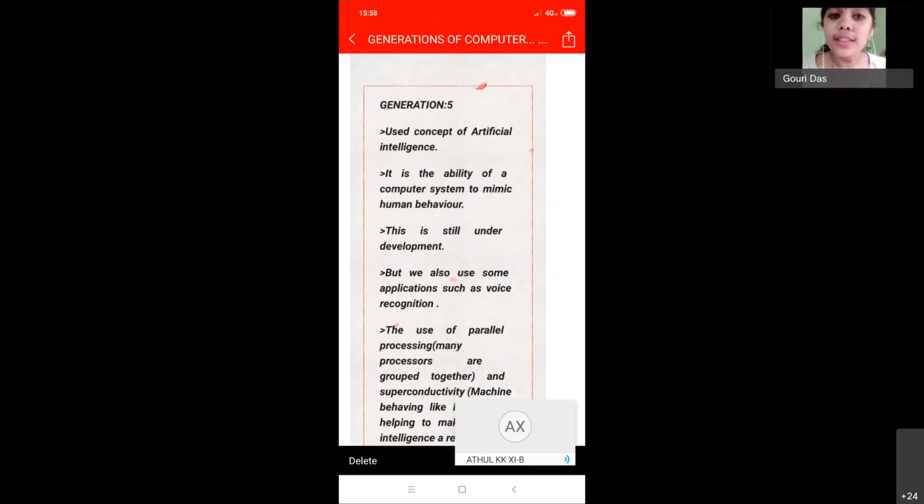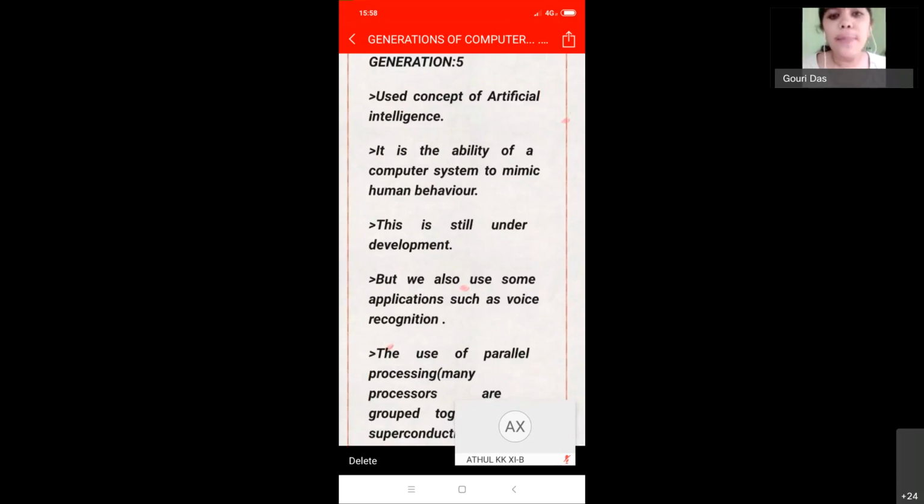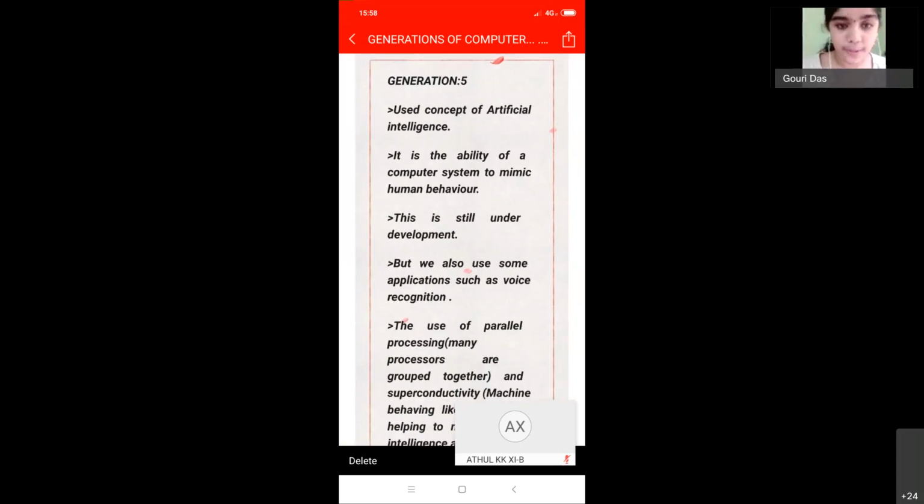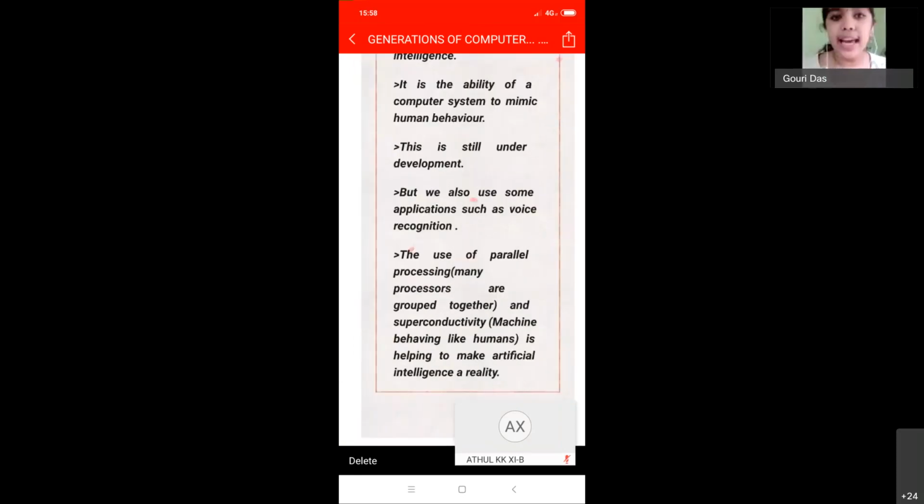Generation 5 is not complete, it is still under development, but it is based on artificial intelligence. Artificial intelligence is the ability of a computer system to act like humans or to mimic human behavior. As I told you, this is not fully developed and it is still under development. You can also use some applications such as voice recognition even today. Parallel processors, which means many processors are grouped together, and superconductivity are helping to make artificial intelligence a reality.